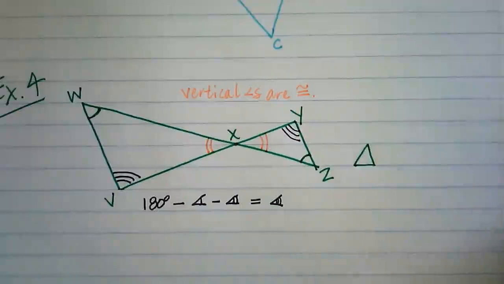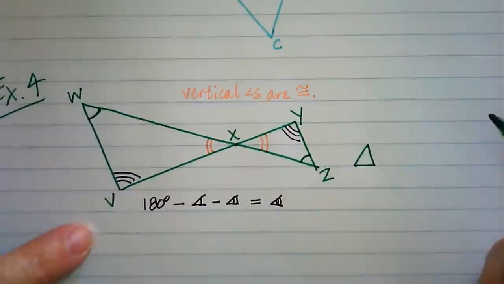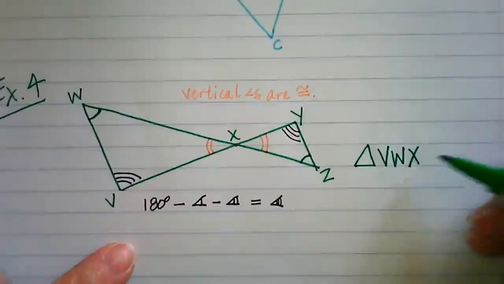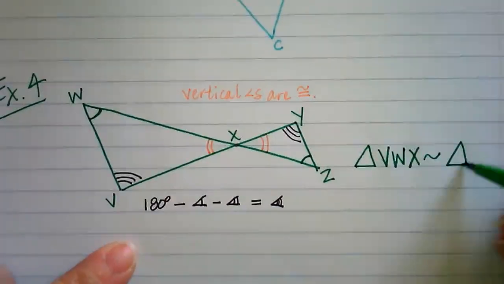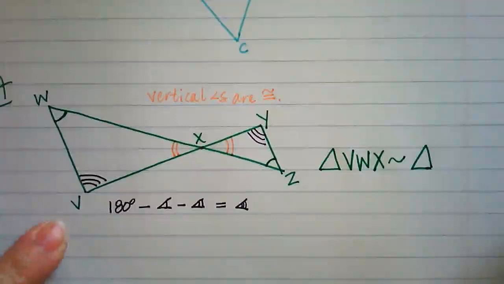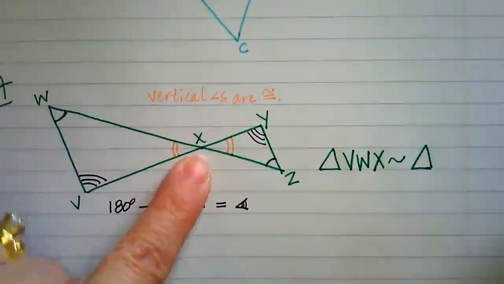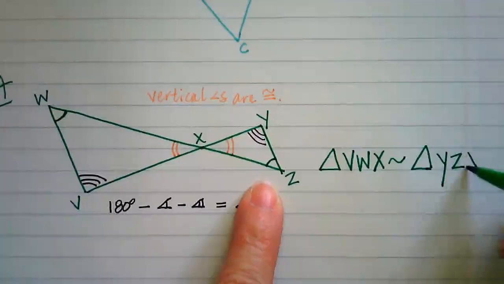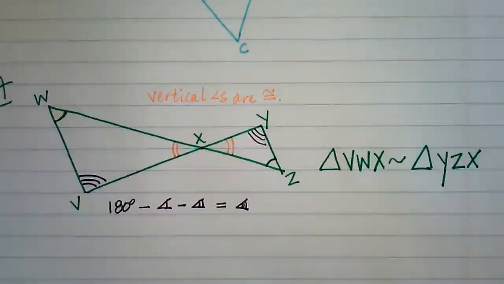So now we have to make the call. So I guess we'll say VWX. So VWX is similar to triangle, VWX means that this has to go YZX in order for the angles to match up correctly. All right, doing great. Okay, last one.